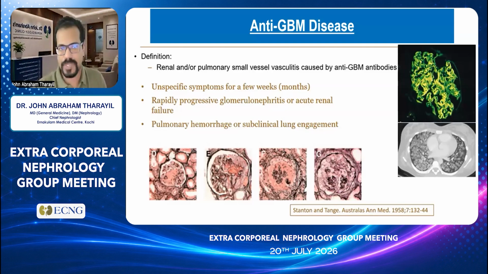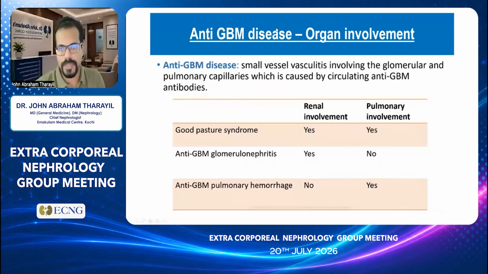Patient can have non-specific symptoms for a few weeks, maybe months. Patient can present with a rapidly progressive glomerulonephritis or acute kidney injury, pulmonary hemorrhage, or subclinical lung involvement. Coming to the organ involvement, there are three entities of anti-GBM disease, namely Goodpasture syndrome, where you have both renal and pulmonary involvement, anti-GBM glomerulonephritis, when there is only renal involvement and lungs are not involved, and anti-GBM pulmonary hemorrhage or alveolar hemorrhage when you have only pulmonary involvement.